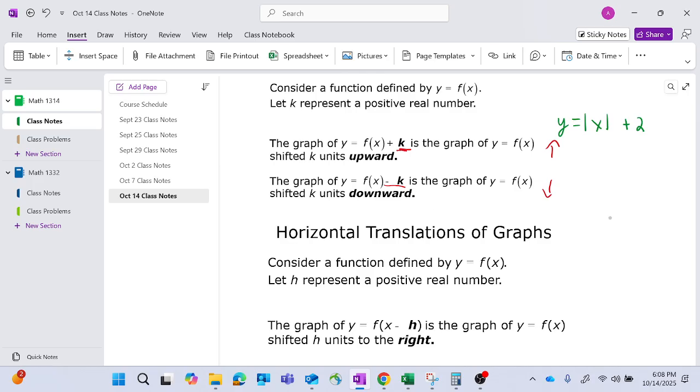Okay, and then f of x minus k can be something like y equals x squared minus 5. So it's going to be down 5.